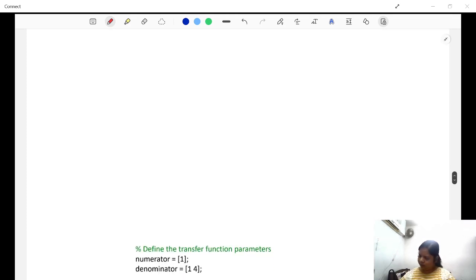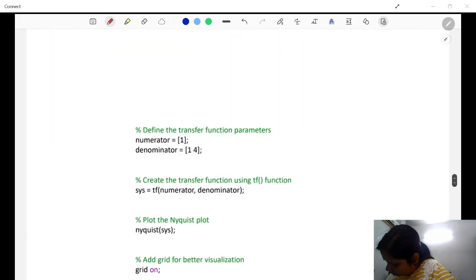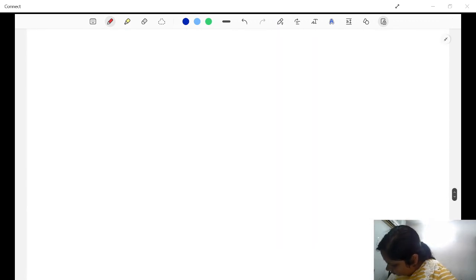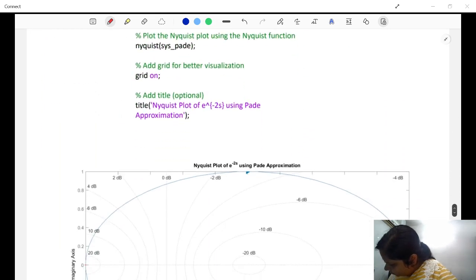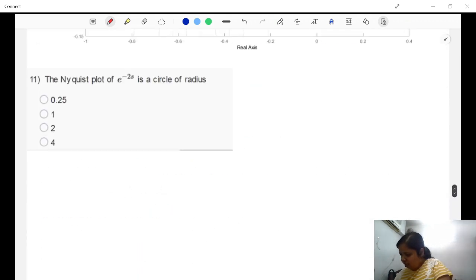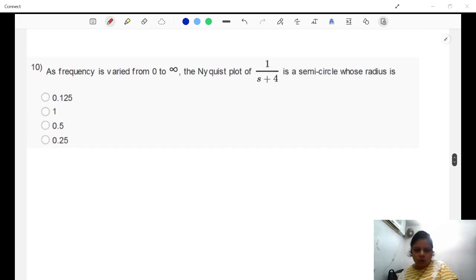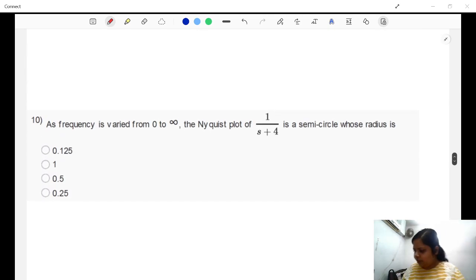Oh, I did not give a MATLAB plot for this, I think. Okay, no problem. But see what you're going to do. This real part is always 2. How did I miss it? Just a second. So it would be a constant line actually. I forgot to put the plot here. But you can also draw it on your own and it is very easy.